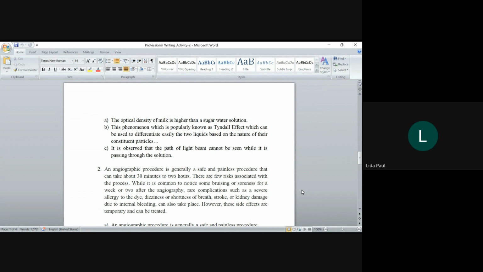Option A is the optical density of milk is higher than a sugar water solution, right? That's the first one. B: This phenomenon, which is popularly known as Tyndall effect, which can be used to differentiate easily the two liquids based on the nature of their constituent particles, and so on and so forth. It's not a complete sentence, but the gist of it is given. C: It is observed that the path of light beam cannot be seen while it is passing through the solution, right? These are the three ones.